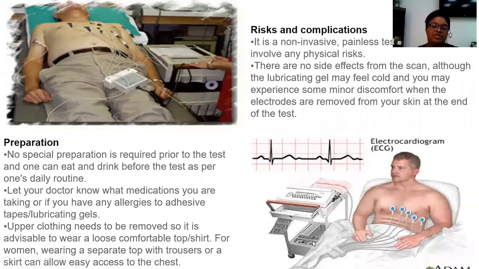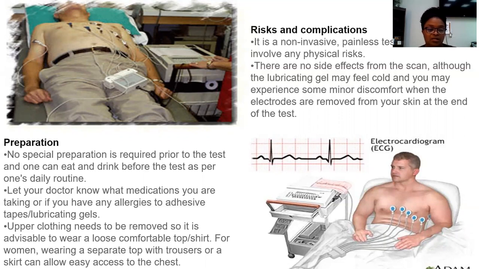Okay, so let's talk about some of the risks and complications as well as preparation for the patient getting an EKG. So we'll start with the preparation. There's no special preparation required prior to the test. The person can eat or drink before the test as per their daily routine, okay? You'll want to ask them, or they'll want to let their doctor know, what medications they're on and if they're allergic to any of the adhesive tape or lubricating gel. Latex allergy is a big factor. So you will want to ask them if they're allergic to any rubber or latex.